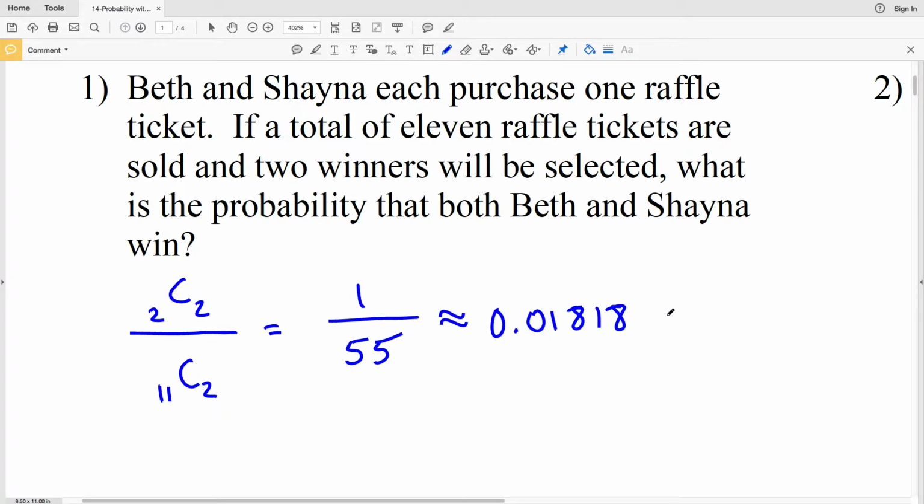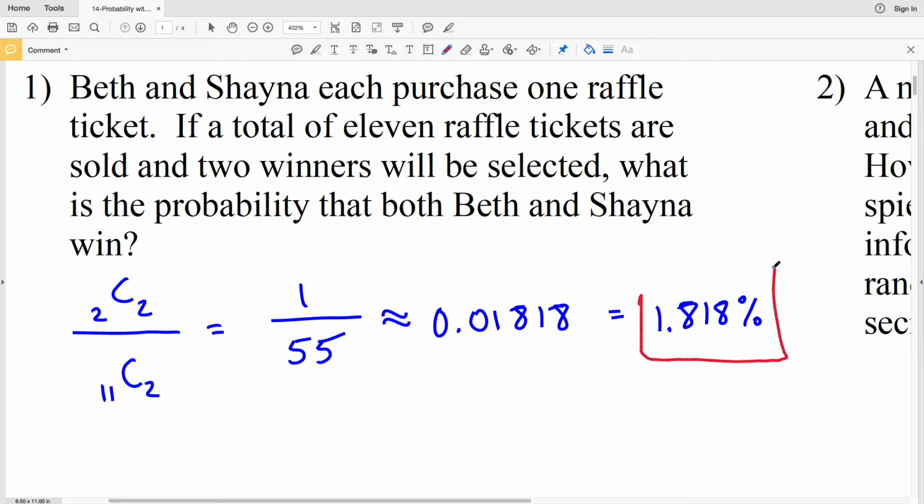So 1 divided by 55 is approximately 0.01818, and in percentage form, since we're talking about probability, moving the decimal place over twice, that will be 1.818%. So they have less than a 2% chance of both getting chosen out of 11 raffle tickets.